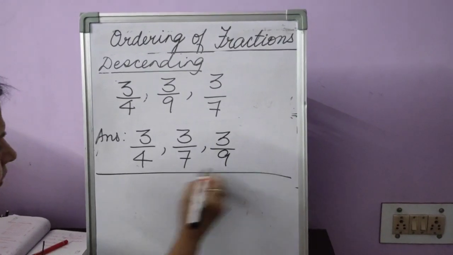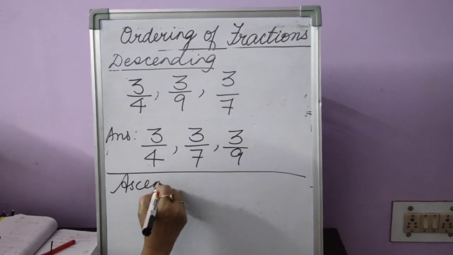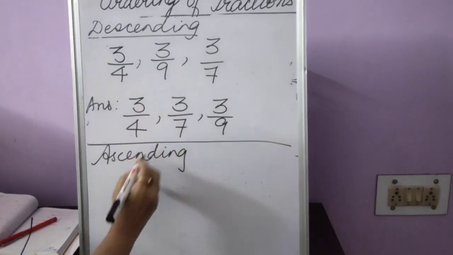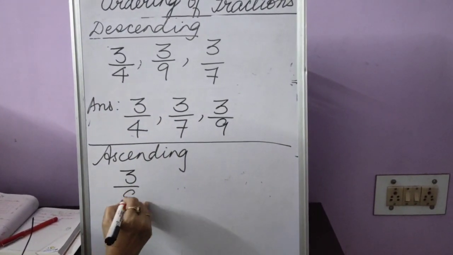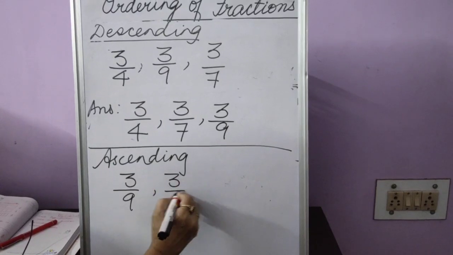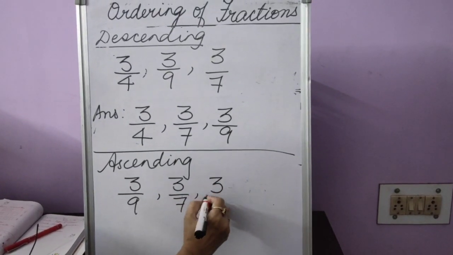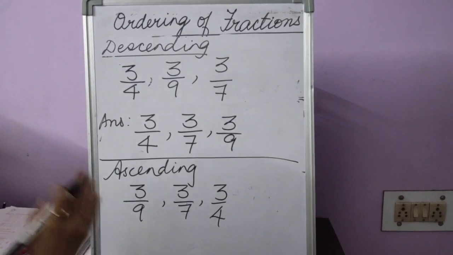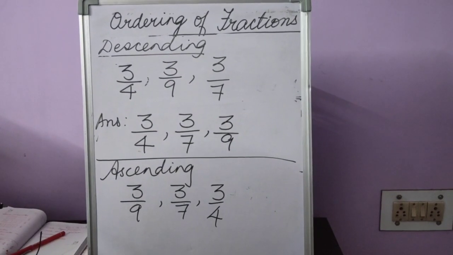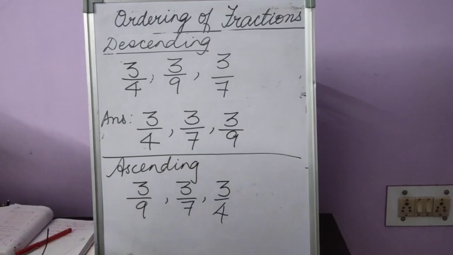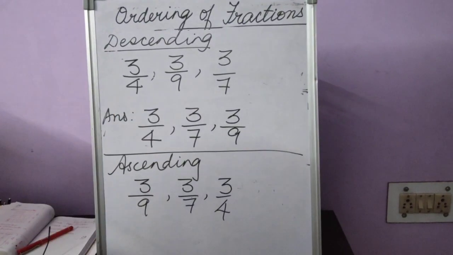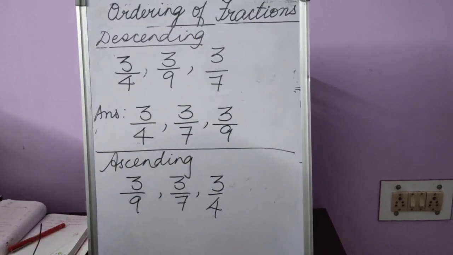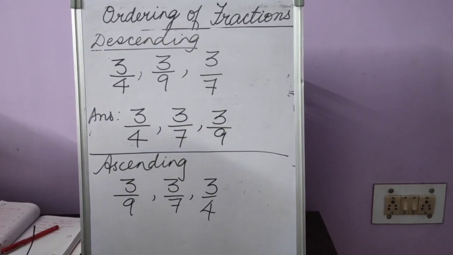And the same thing, children, if we were to arrange in the ascending order, that means from smallest to biggest, it will become 3 upon 9, 3 upon 7 and 3 upon 4. So just 2 rules, children, same denominator or same numerator. You just watch this again and one by one try to understand what is being explained.